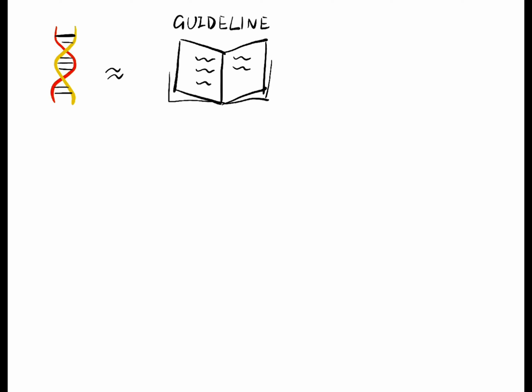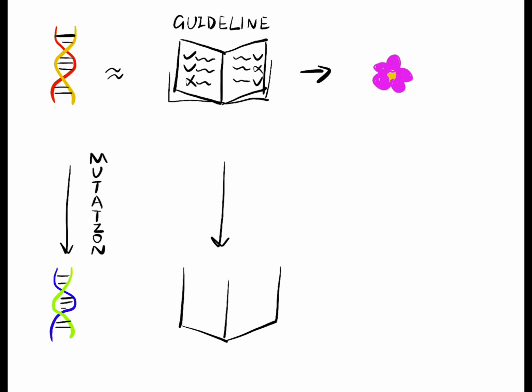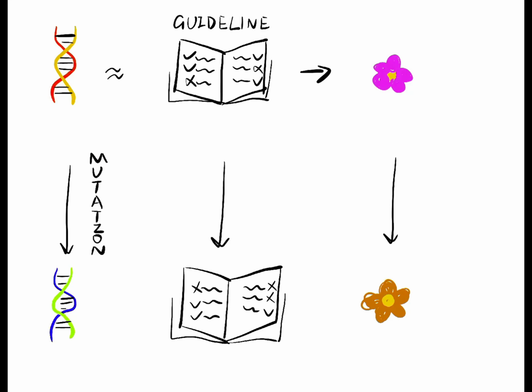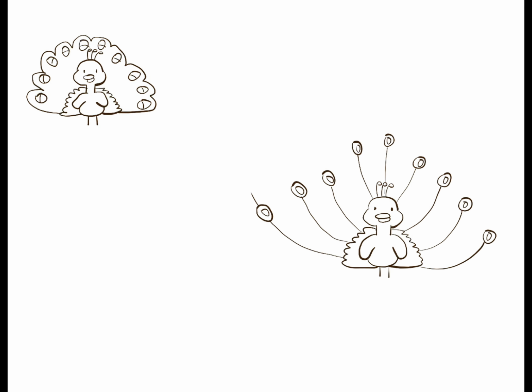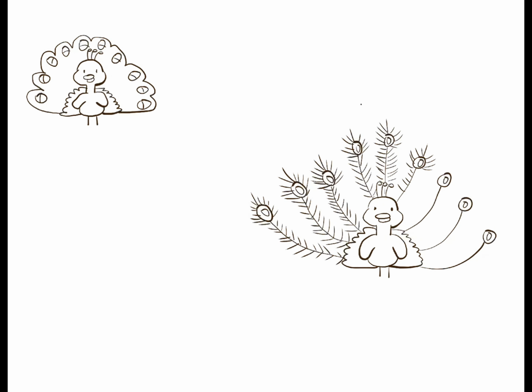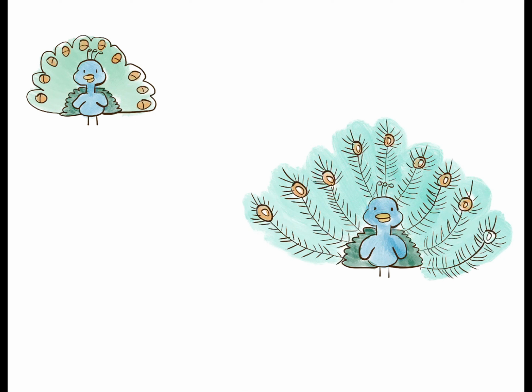So let's review what we've talked about. DNA is a guideline that decides the characteristics in living things. Mutations can change this guideline to cause different characteristics in living things. This could lead to genetic diversity, which could be shaped by natural selection. Natural selection is nature's way of deciding which traits are helpful and which aren't. It's like a survival contest where the environment picks the winners.